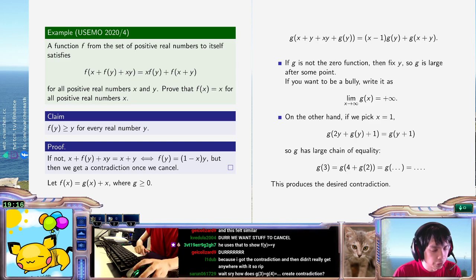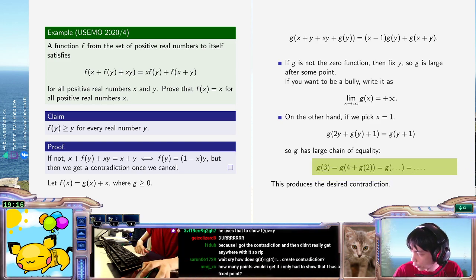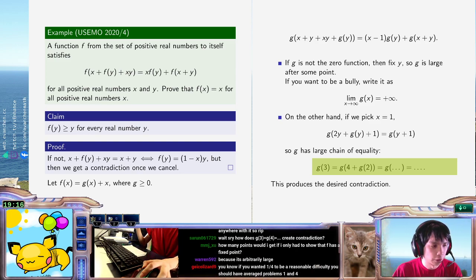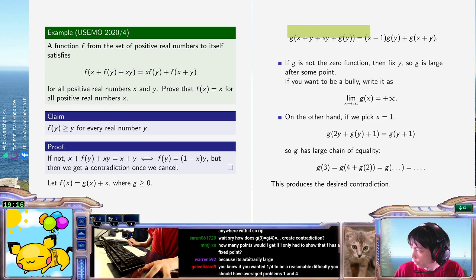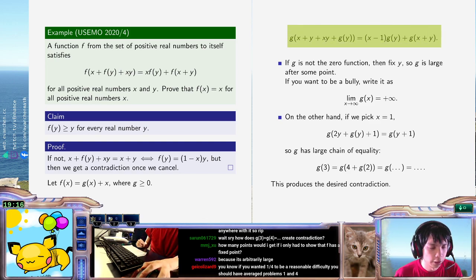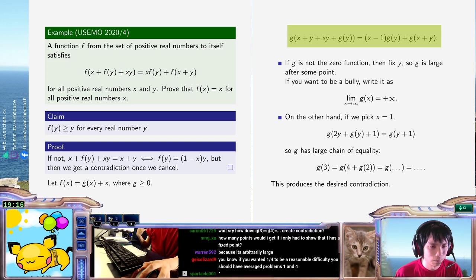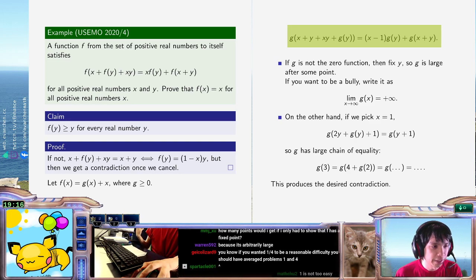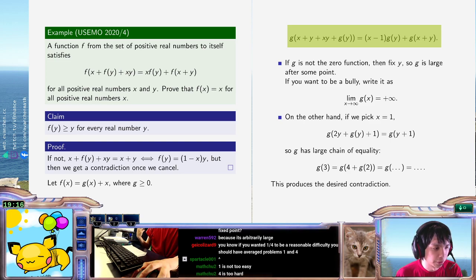How does G of 3 equal G of 4? So this says that G has a bunch of fixed, well, not fixed points is the wrong word. It has G of 3 equal to G of something large, equal to G of something larger, and so on. However, this equation tells you that G grows without bound for fixed y. Like, you fix any value of y for which G is non-zero.